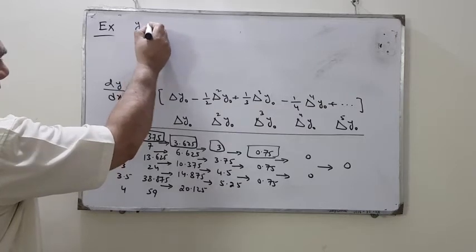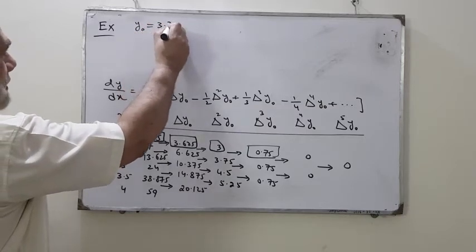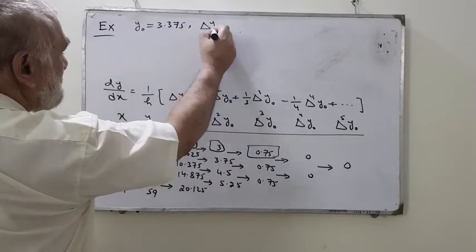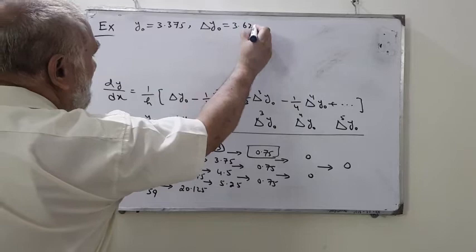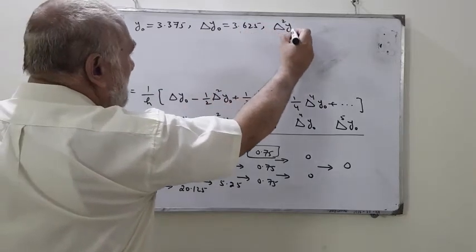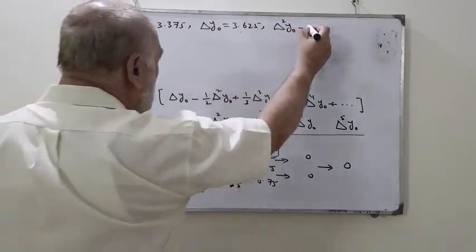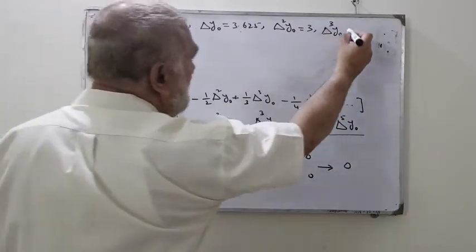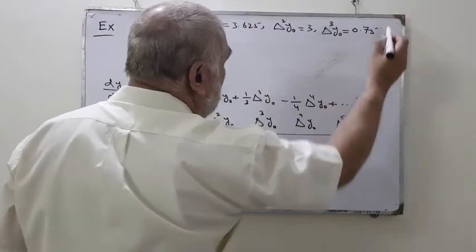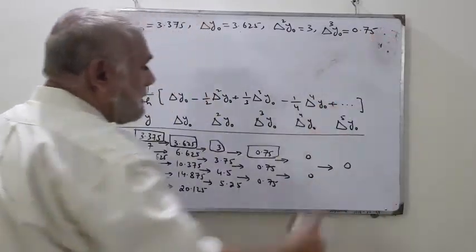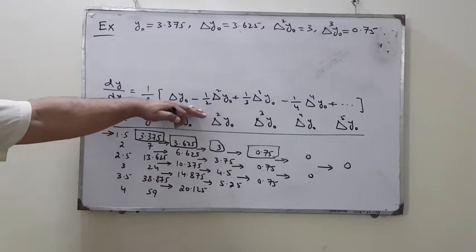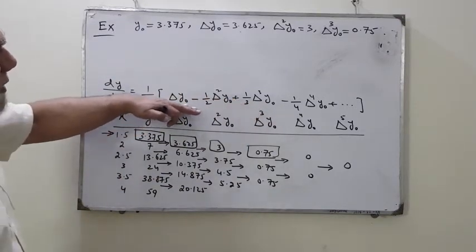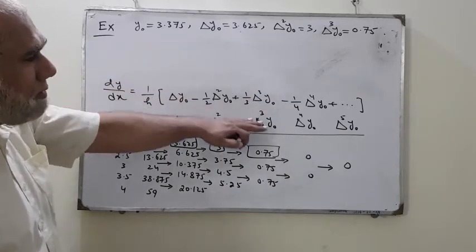y0 is equal to 3.375. This is the value which I have to use. Second, delta y0 is 3.625, delta 2y0 is 3, and delta 3y0 is 0.75. So these are the values which we have to use for this formula. The formula is still on the board. You just have to put in the values which I have separated into this formula.